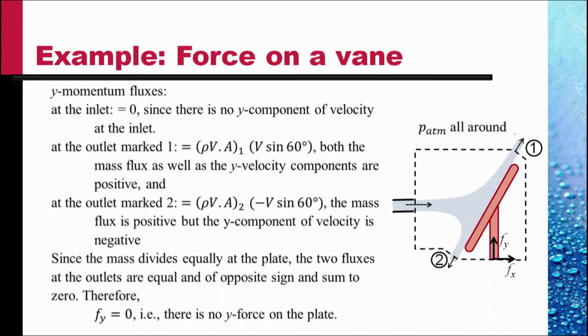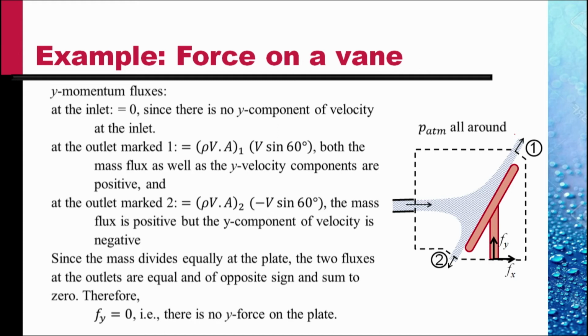At the outlet marked 2, the mass flux is rho VA at 2, positive, and the velocity in the y direction is negative, minus v sine 60 degrees. And so the efflux at 2 is negative.